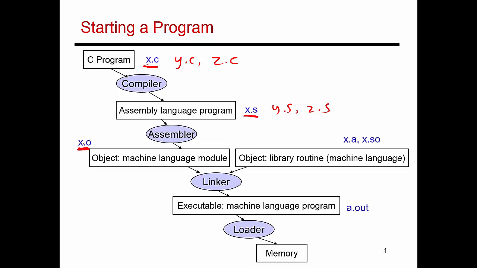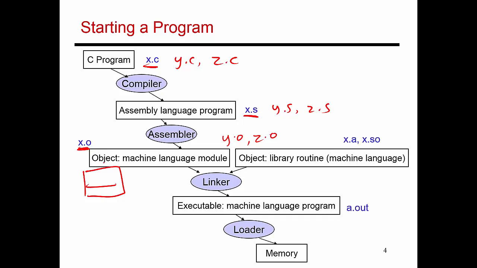So once that is done, you have these object files for all of your different programs. You also have object files for various library routines that have been pre-compiled and saved aside for you. And the linker then takes over and stitches all these object files together. So in x.o, all the references that are known are basically resolved.